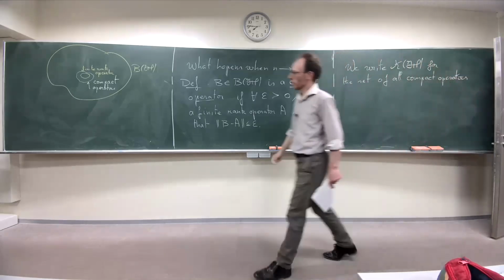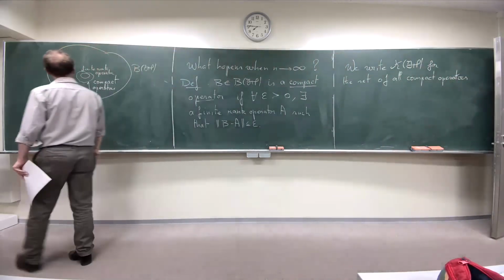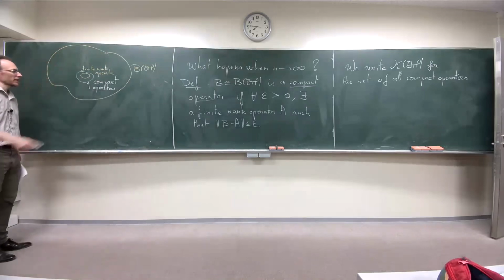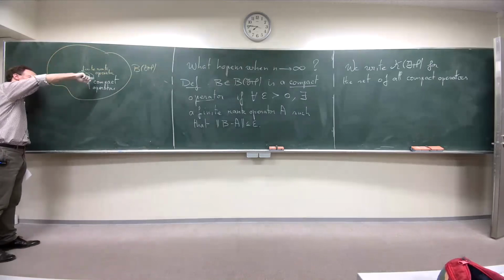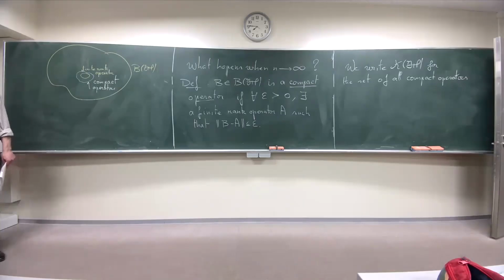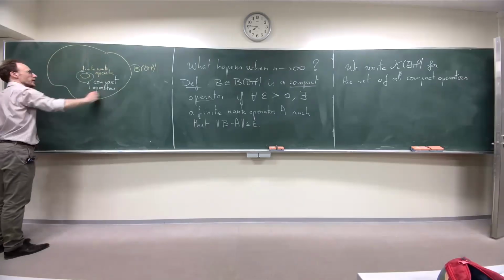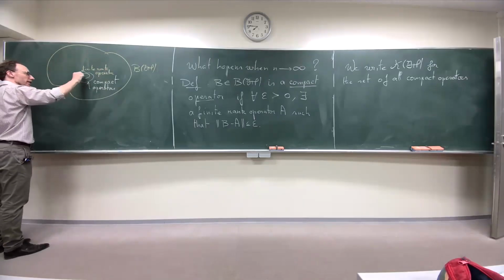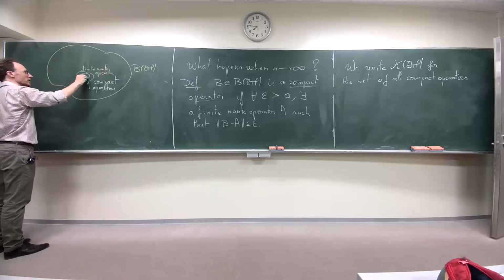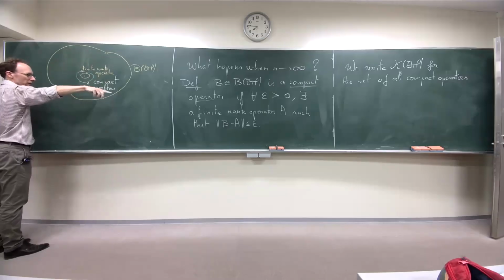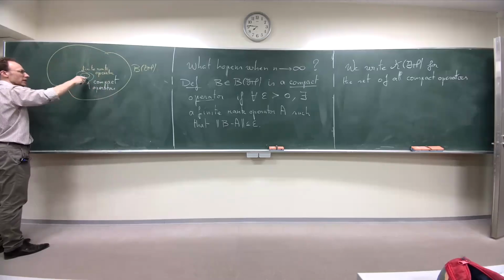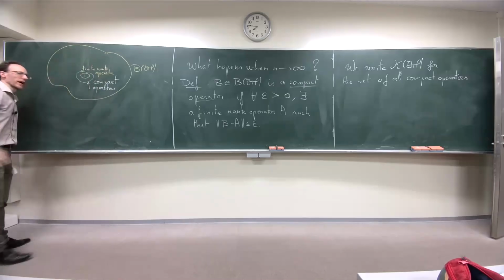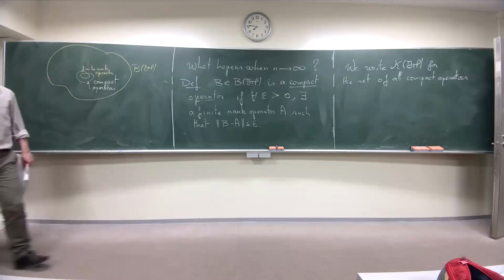The set of all compact operators. And this picture is correct in the sense that it's still a small set inside B of H. So this is much bigger, but still here you have essentially matrices. The closure, or it's a kind of density, inside the set of compact operators, the finite rank are dense. Okay.